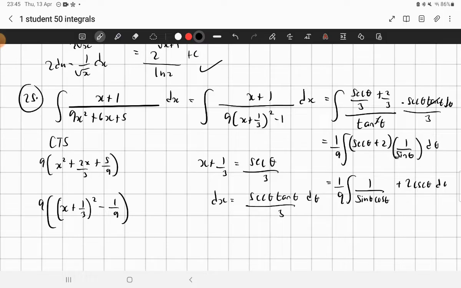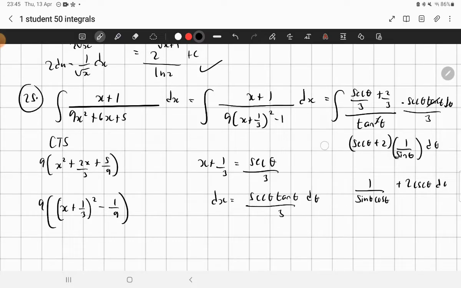Secant theta over tangent theta. Okay, I think I figured it out. Yeah, I think I figured it out.